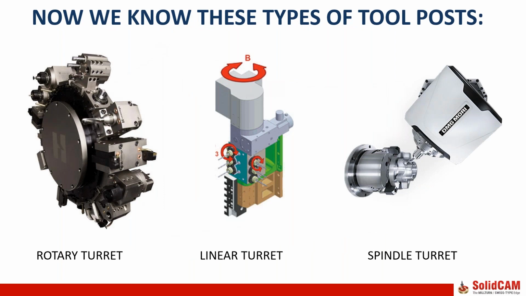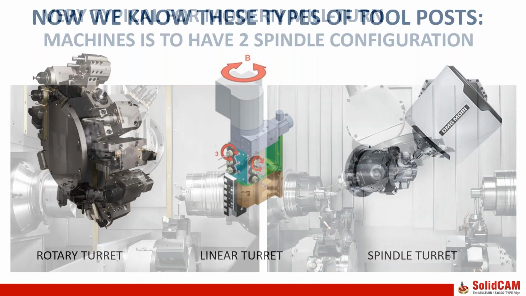So now we know these types of tool posts: rotary turret, linear turret, and spindle turret. It's only something to hold the tool, not complicated. Just this.